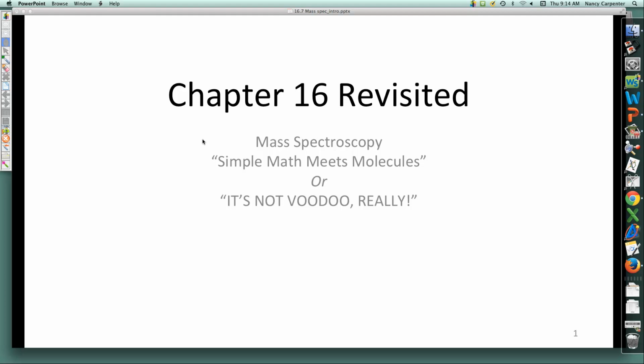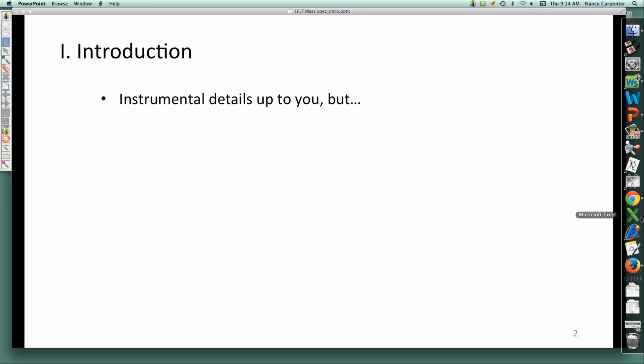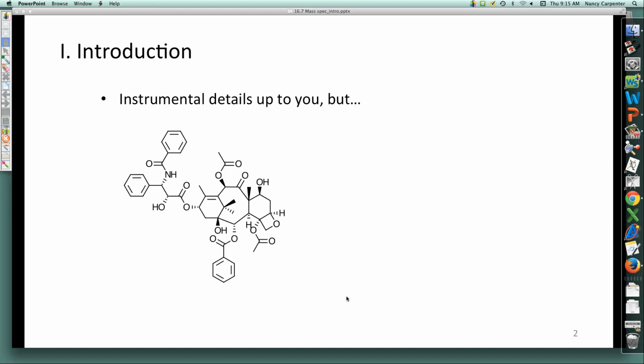So here it is, the mini lecture you've all been waiting for: Mass Spec, or, it's not voodoo, really. Okay, so the mass spectrometer is a very interesting instrument, and more than other instruments, I'd say it's really valuable to look at the details in the book, so you can get a better idea of what's happening inside that black box.